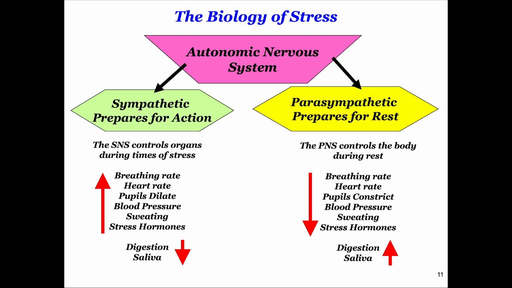And there are two branches to the autonomic nervous system. One branch, the sympathetic, revs us up for fight or flight. The other side is the parasympathetic, and that slows us down and brings us back into regulation. Now, the sympathetic, when it revs us up for the fight or flight response, things like our respiration rate, our heart rate, our pupils dilate, our blood pressure increases, and we release stress hormones. In addition, things like digestion come to a stop.